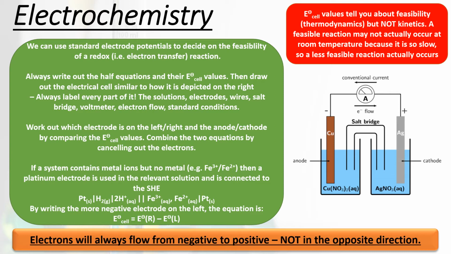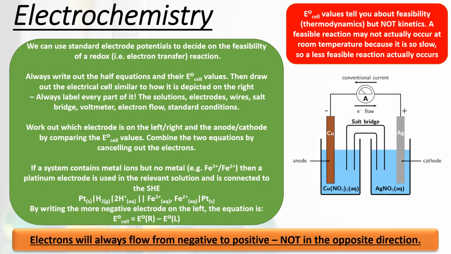And as we talked about in the previous video as well, if a system contains metal ions but no actual physical solid metal, for example an Fe3+ Fe2+ half cell, then we need to use a platinum electrode in that solution because we need to have a solid electrode. And so we have to use platinum, a very inert and unreactive but conducting metal. This is also important for half cells where we are using gases. So for example, the standard hydrogen electrode, we have H2 gas. We obviously can't clip a crocodile clip onto a gas. So again, we need an actual solid electrode and we use platinum again.